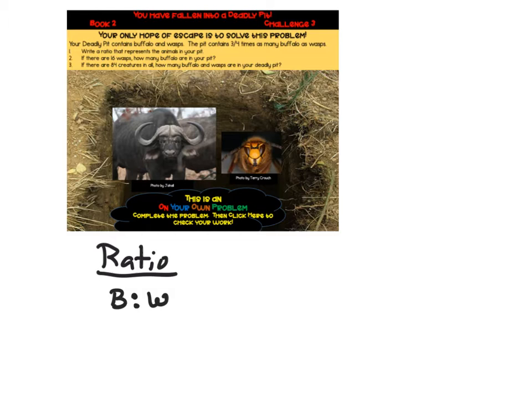And if you look here, the really cool thing about fractions is you can think of fractions in three ways. 3/4, 3 out of 4, or 3 divided by 4. In this case, we're going to use the fraction 3 out of 4. So for every 4 wasps, you get 3 buffalo, because you get 3 of these out of 4 of these. Bam, that's all there is to it.